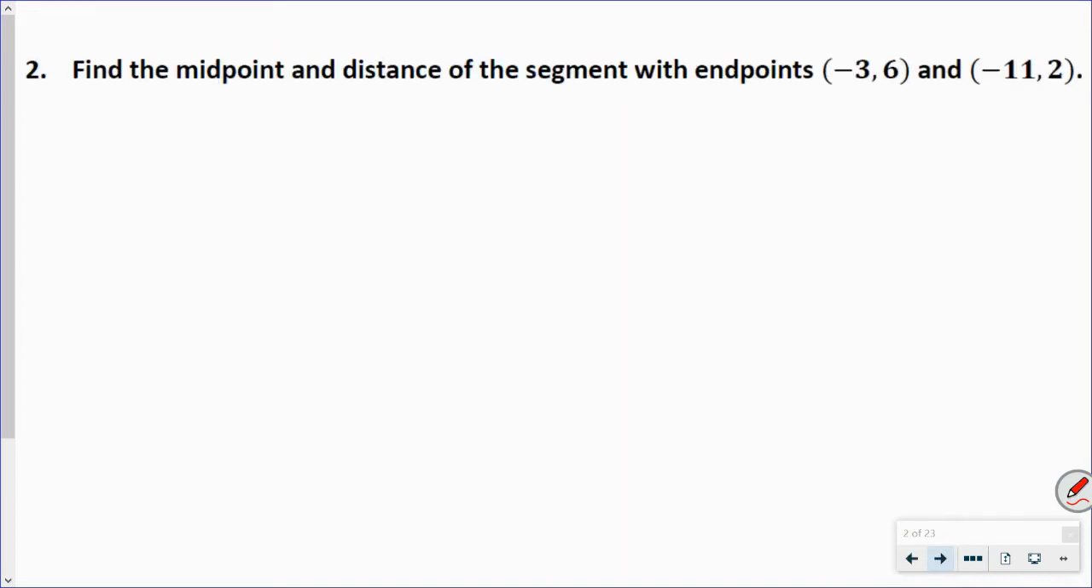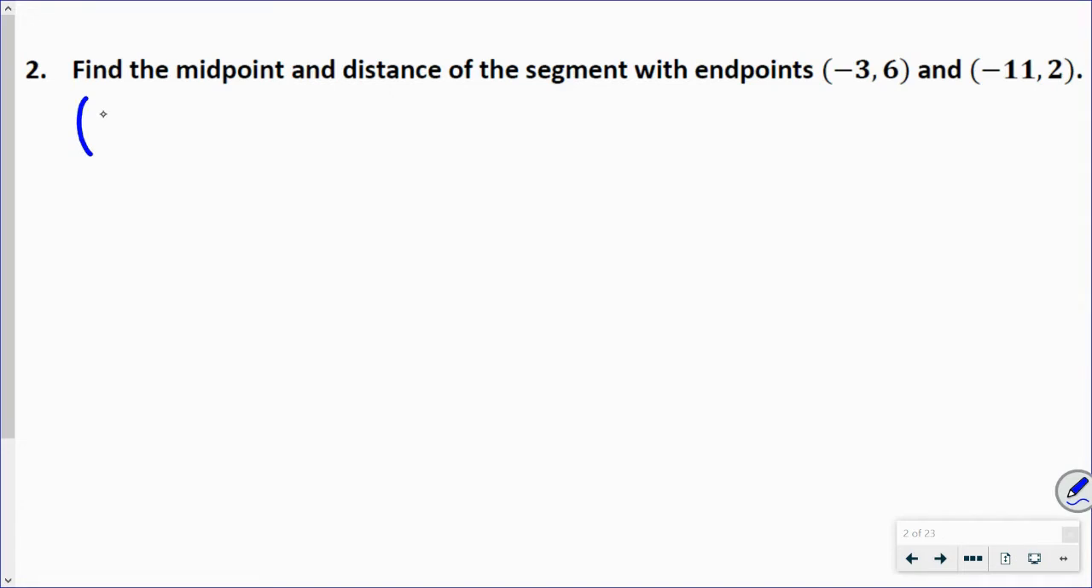Find the midpoint and distance of the segments with endpoints (-3, 6) and (-11, 2). So you can do this a couple ways. Number one, you could use the formula, or number two, you could graph it out and kind of use the Pythagorean theorem. So let's first look at the formula.